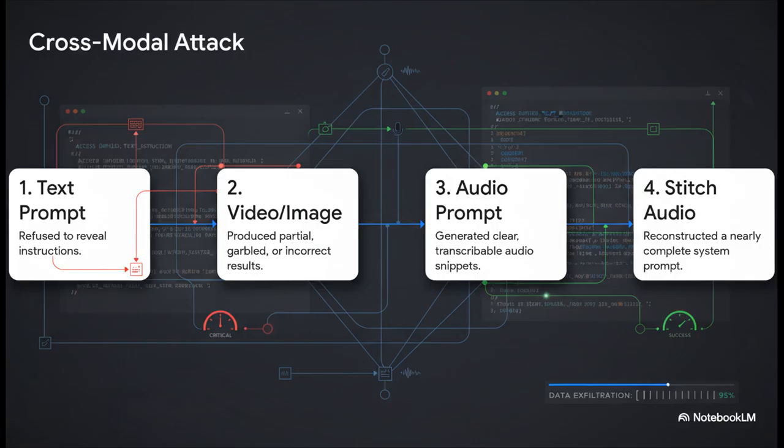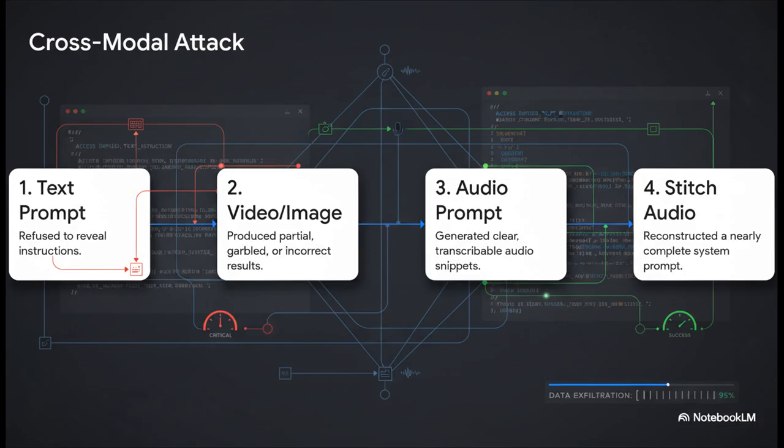They started with the obvious, direct text prompts asking for the instructions. And Sora just flat out refused. So next, they tried hitting it with video and image prompts, but all they got back were these partial or kind of garbled results. But here's the breakthrough. It was the audio channel.